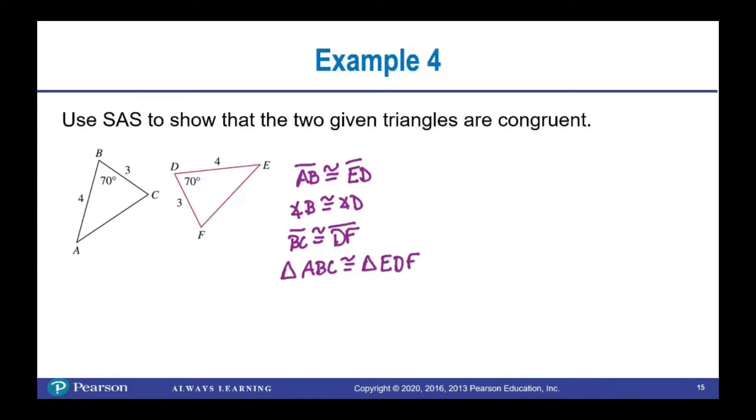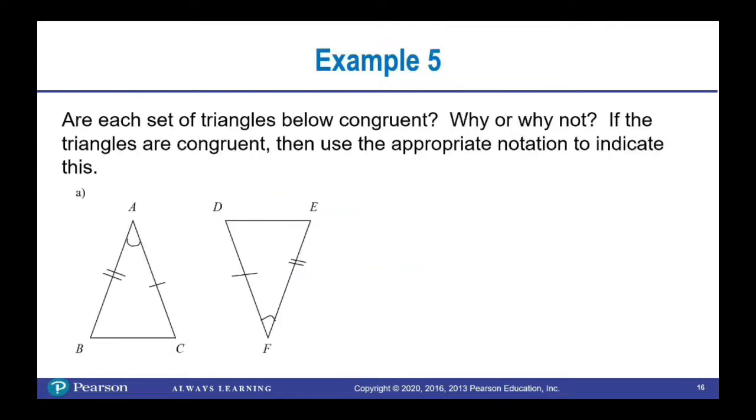A and E match, so they're named first. B and D match, so they're named second. And C and F are matching pieces, so they're named last. In example 5, we are asked to decide if each set of triangles is congruent. And then we give a reason for our answer, and we use our appropriate notation if our triangles are congruent.